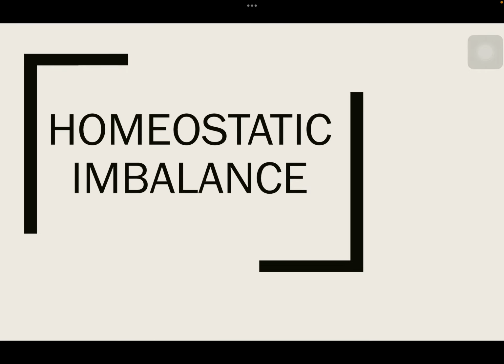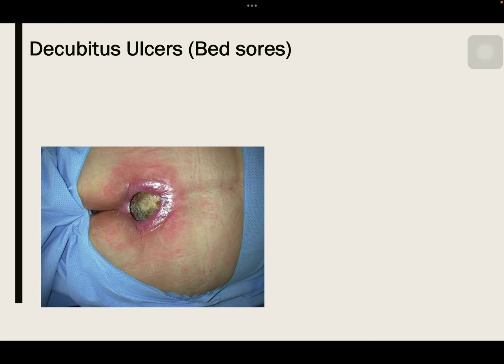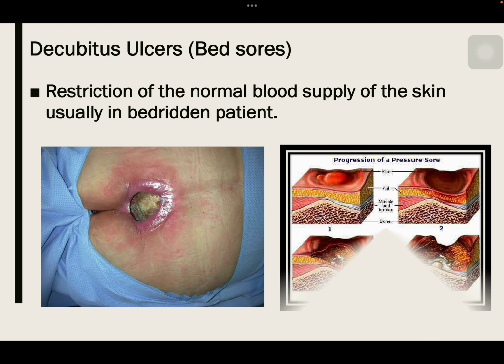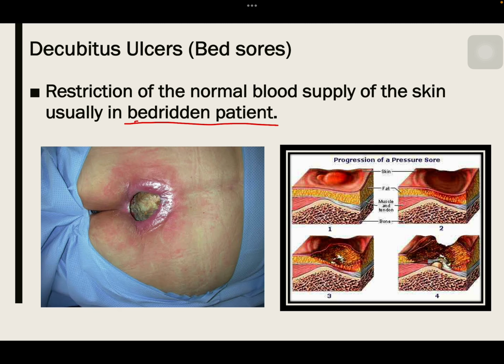So, hemostatic imbalances or some of the pathologies of the skin. First, we have decubitus ulcers or bed ulcers. It is the restriction of normal blood supply of the skin, usually in bedridden patients. This is because of the force of gravity imposed upon the skin. Imagine if someone is lying down in a supine position. The force of gravity is pushed down towards the patient, and the resistance coming from the bed contradicts that force, which forms the ulcer. It compresses the blood vessels as it is pushed down, so that there is no blood supply.